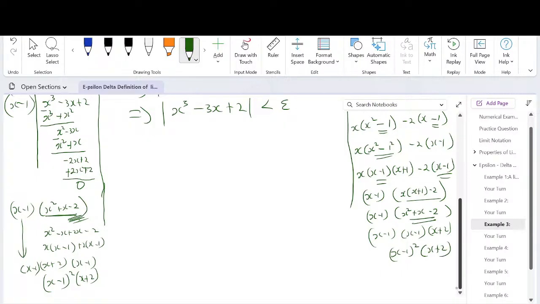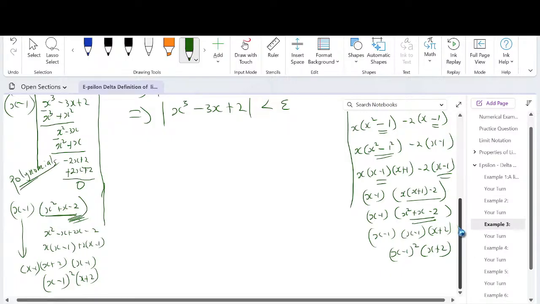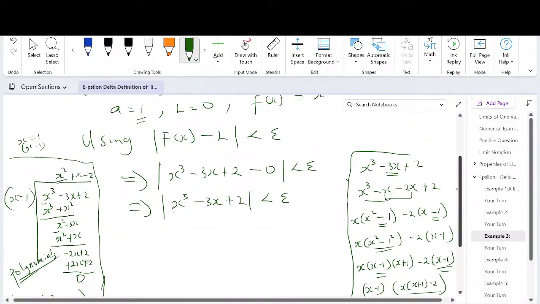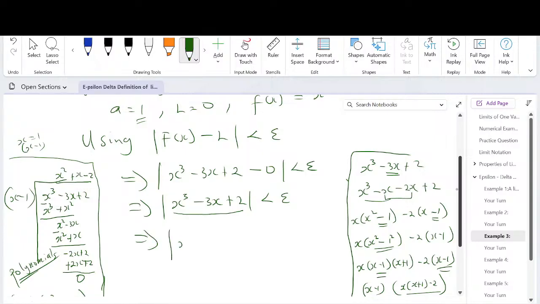For this one we have to use long division, so you have to understand the linear factor to do the long division. So now I know that I can factorize this to be x minus 1 squared into x plus 2.